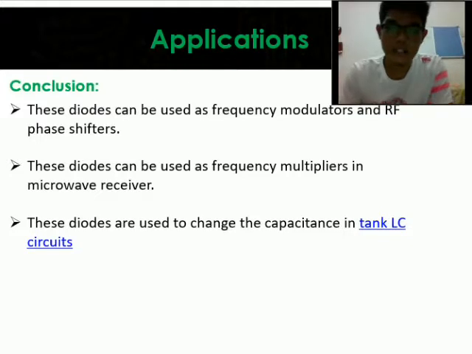Last but not least, for conclusion, these varactor diodes can be used as frequency modulators and RF phase shifters, as we have discussed before. This diode can be used as a frequency multiplier in microwave receivers. This diode can also be used to change the capacitance in a tank LC circuit.